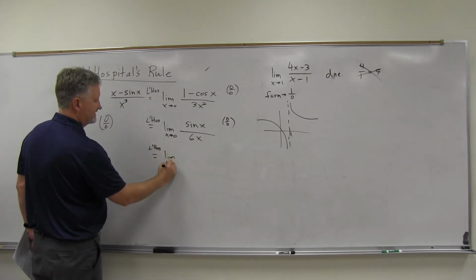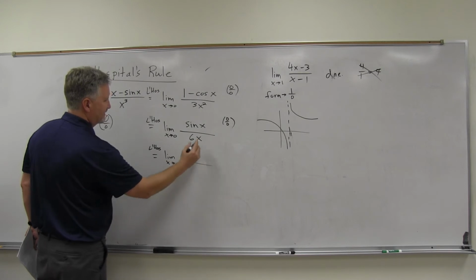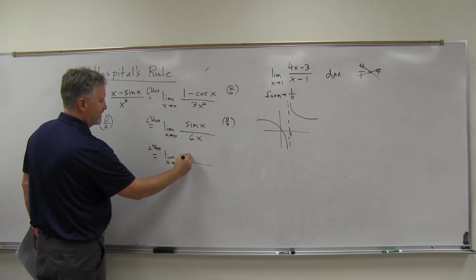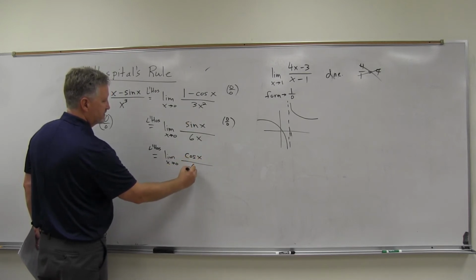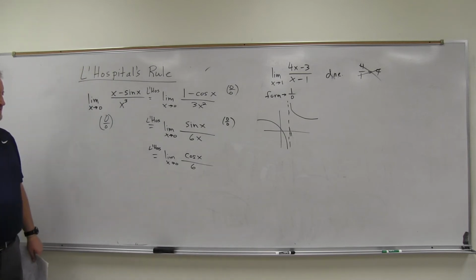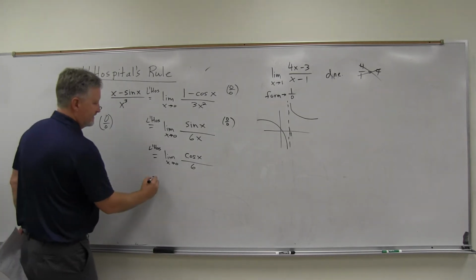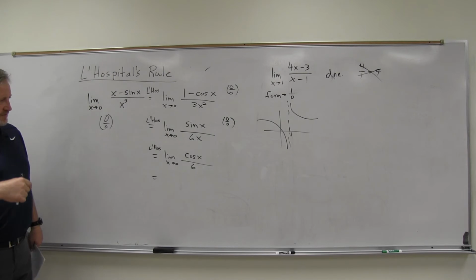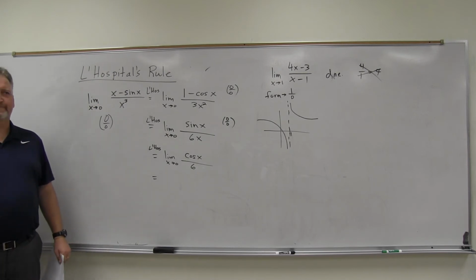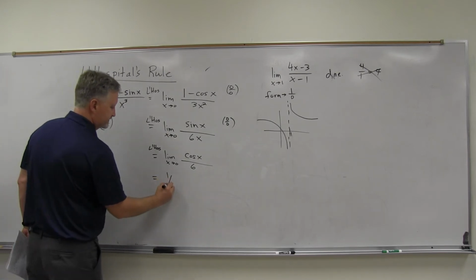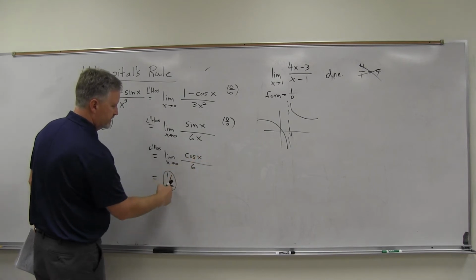That'll be the limit as x approaches 0. Luckily, these aren't hard derivatives, right? That'll be cosine of x over 6. Hey, I think we're in business now, aren't we? Yeah, do the derivative of the top, derivative of the bottom. What do we got now? 1 over 6. Yeah, cosine of 0 is 1.